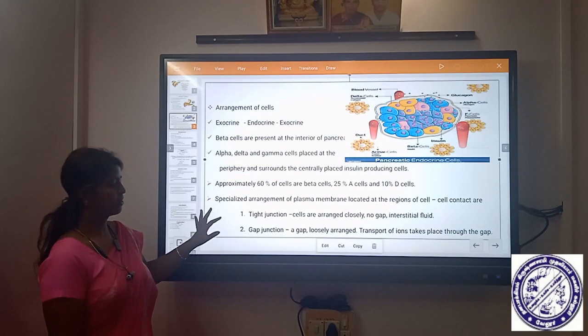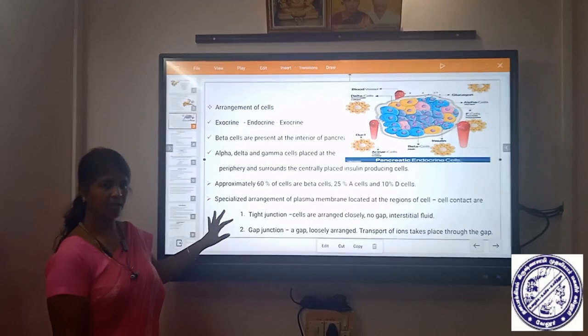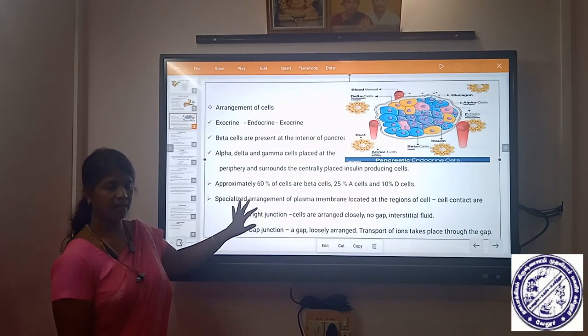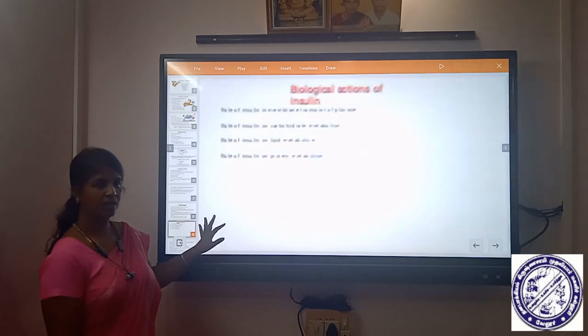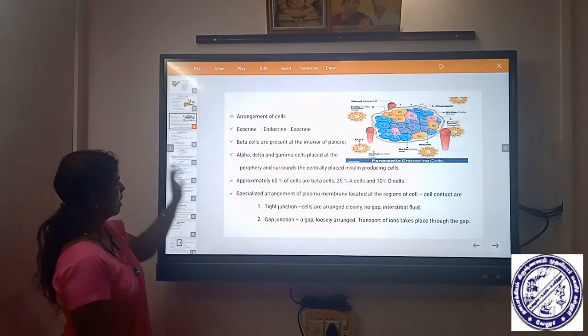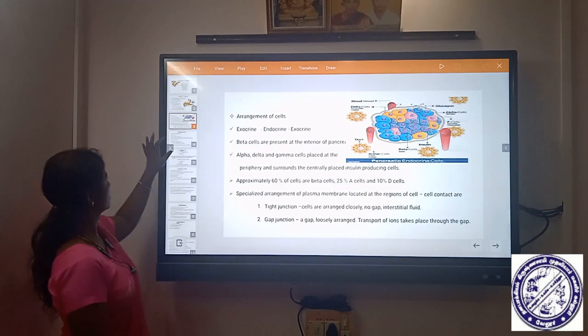Specialization of the cells: there are 2 types of junctions, tight junction and gap junction. In the case of tight junction, cells are arranged closely and there is no gap between the cells, and it has some interstitial fluid. In the case of gap junction, there is a gap between the cells and the cells are loosely arranged, through which the transport of ions takes place.